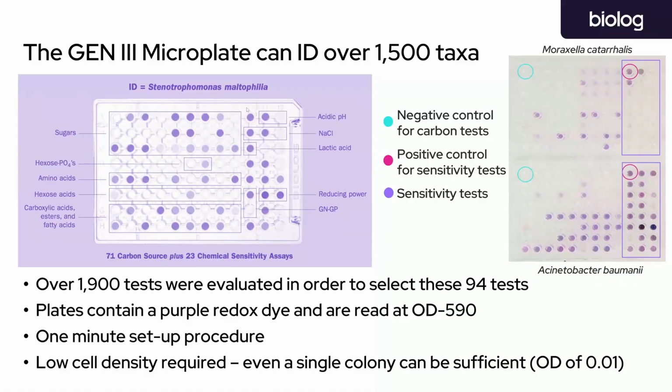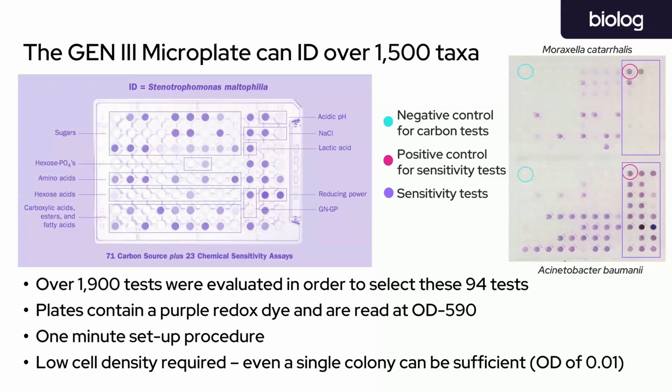We test for pH tolerance. There's a few antibiotics in there, as well as some tetrazolium dyes to look at reducing power. And between all of these 95 tests, or 94 tests, we're able to determine identity.